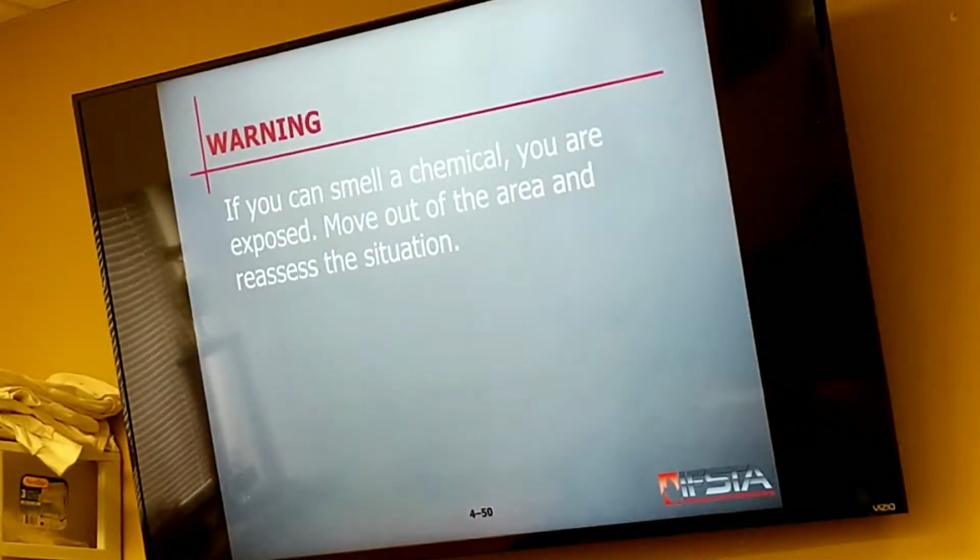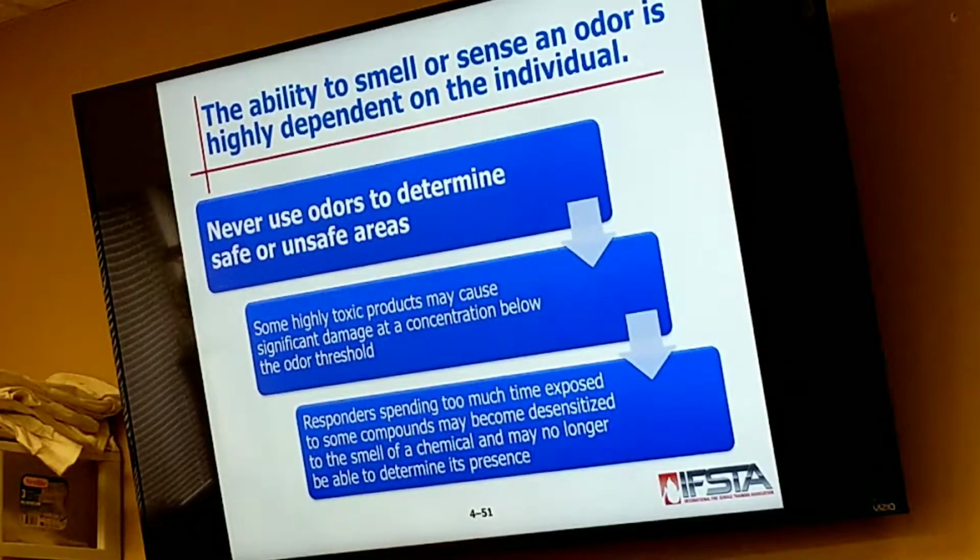This is a good thing to remember. If you can smell a chemical, you're exposed. Okay? Never use odor to determine. Like we said, sometimes there's nothing there.